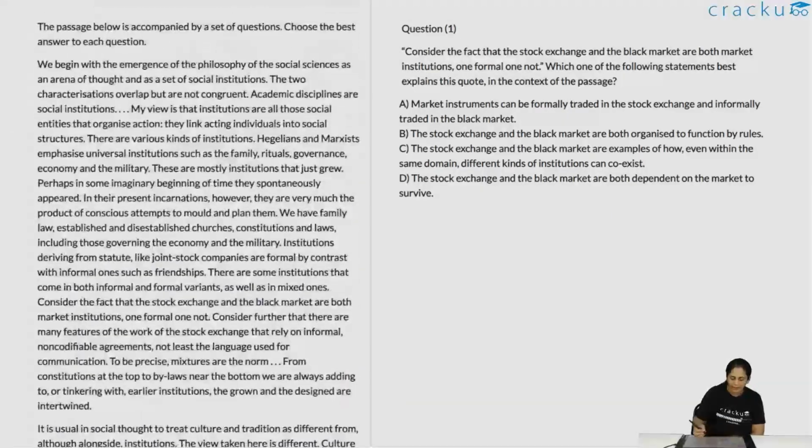So the author basically says it over here. The author says that we have family law, established and de-established churches. Institutions deriving from statute like joint stock companies are formal by contrast with informal ones such as friendships. There are some institutions that come in both informal and formal variants as well as mixed ones. Consider the fact that the stock exchange and the black market are both market institutions, one formal, one not. So essentially what is the author saying?